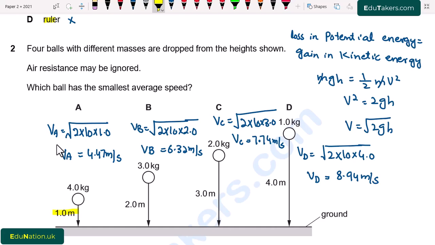Now we see all of these average speeds and observe that the speed of the ball A is the smallest as compared to ball B, C and D. So VA is equal to 4.47 meter per second. So it's ball A for which the average speed has the smallest value.